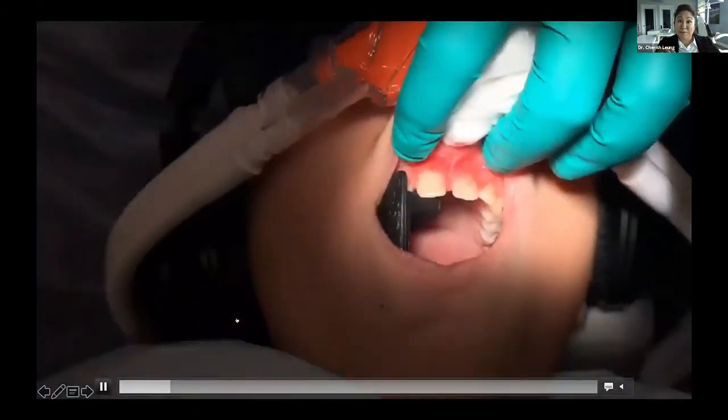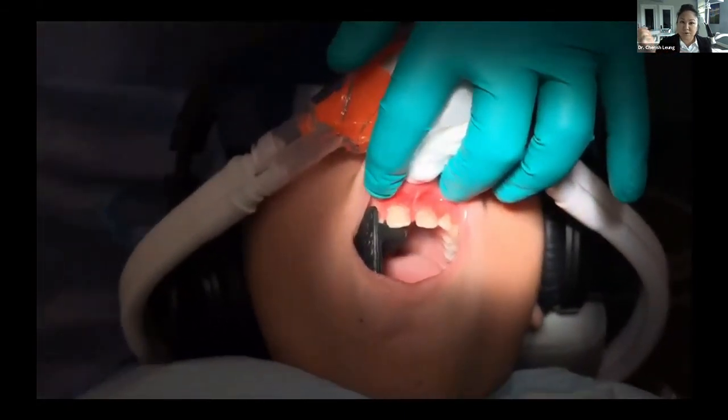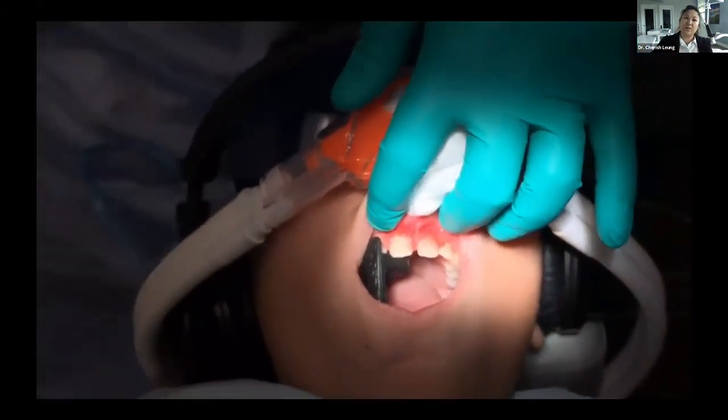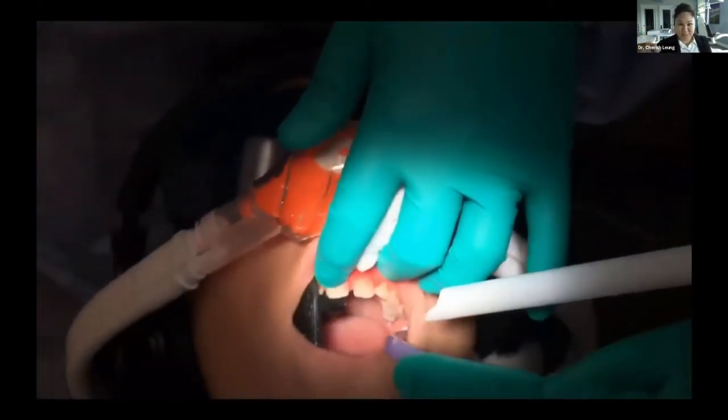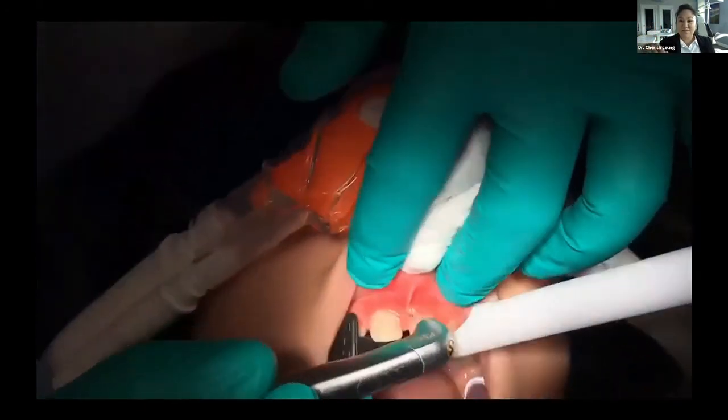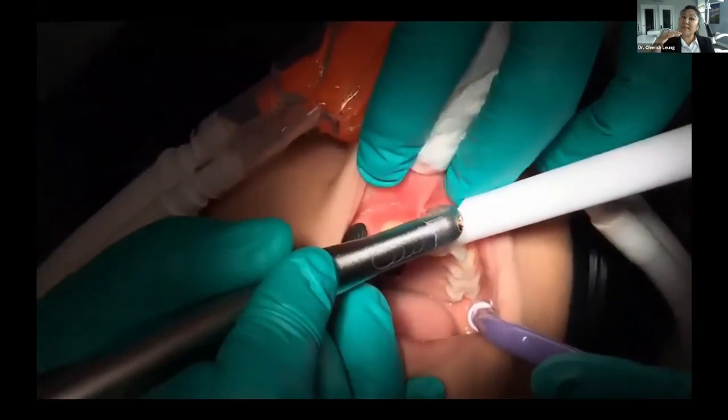Super anxious again, but really, really cooperative because you show them on their hand, tell, show, do, and then they're happy about it. So I showed him in his mouth. Oh, this is what it feels like. This is the spray. He's cool with it. We went right in. So again, I start right in the middle.